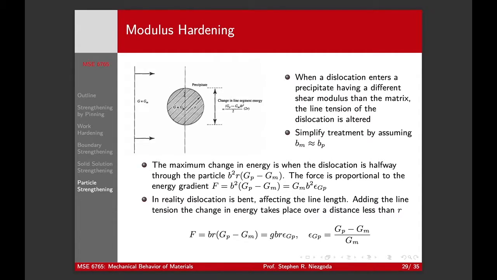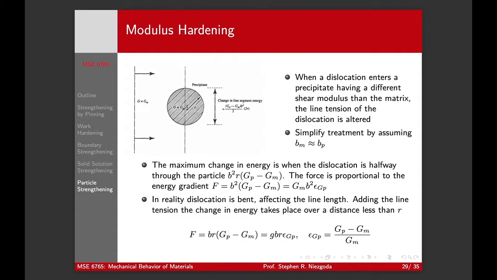But you can imagine the biggest energy change is going to happen when the dislocation is halfway through the particle, when the greatest area of the dislocation is in the matrix. That's where the energy change is going to be different, right? And the force is going to be proportional to the gradient of the energy. So we're going to introduce this epsilon term, which is the difference in shear modulus between the particle and the matrix. So it's the Burgers vector squared times this proportional difference in the shear moduli.